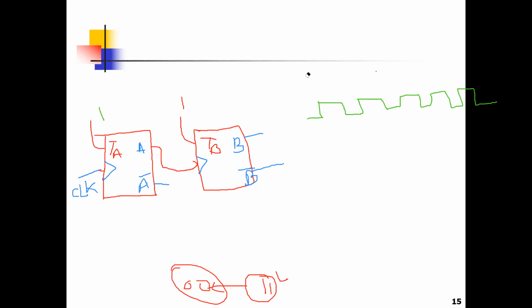Will you draw it yourselves, girls? Please try it. If you don't get it, I will explain, but first give it a try so you know how much you understand. It is the chapter 5 part, you already know how to draw the waveform. First draw the waveform for A and then for B and see what happens. What will you get?